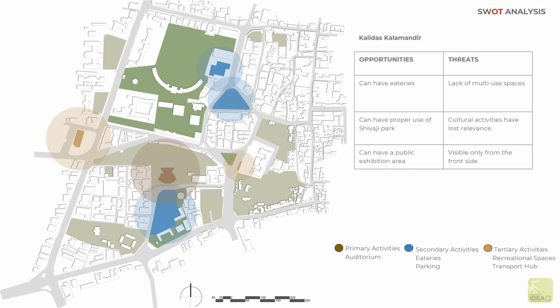The opportunities being it can have multiple eateries, a proper use for the Shivaji Park, and it can also be converted into a public exhibition area. The threats being it lacks a lot of multi-use spaces, cultural activities which happen in the Kalidas Kala Mandir have lost relevance, and it is visible only from the front side.